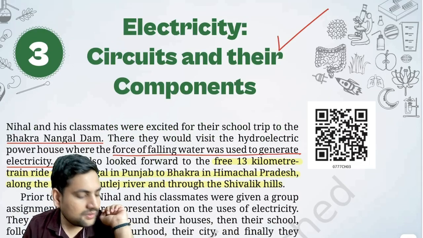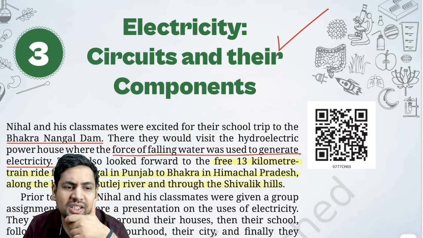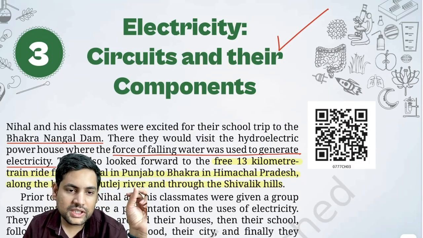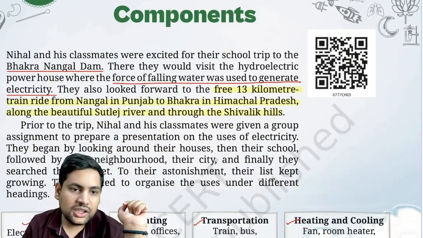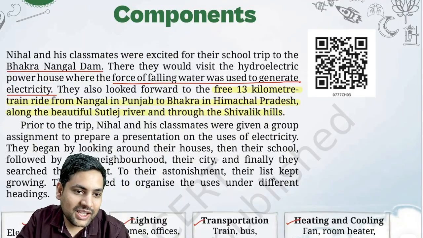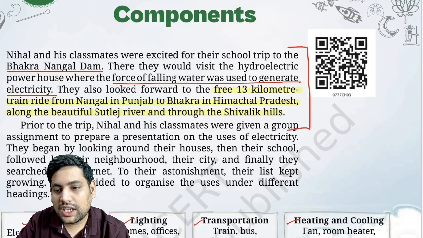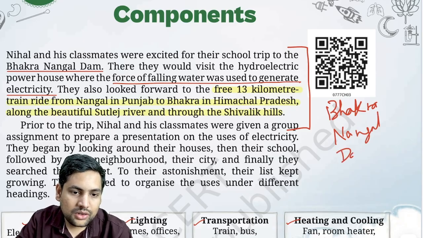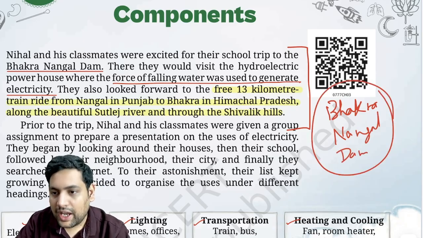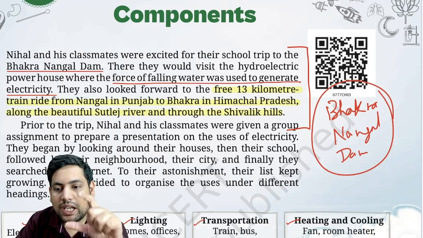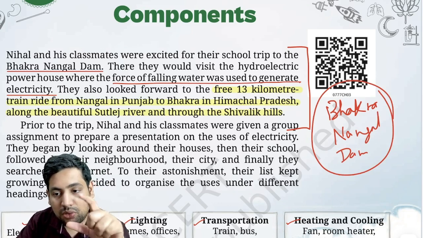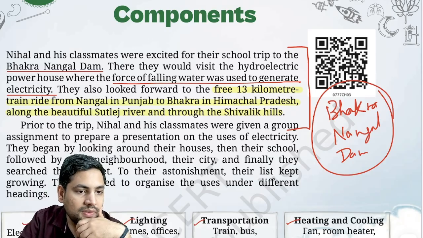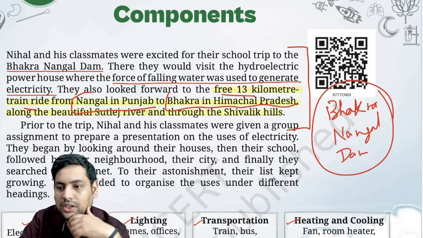Then we come to the next chapter, which is electricity, circuits and its components. Very basic, we have to understand. This is important, not from science and tech, but I think this can be asked directly as a question. Because there is a very famous dam called Bhakra Nangal Dam. Now, this dam is located on the borders of Himachal and Punjab. As you can see here, a 313-kilometer train ride from Nangal in Punjab to Bhakra in Himachal Pradesh.